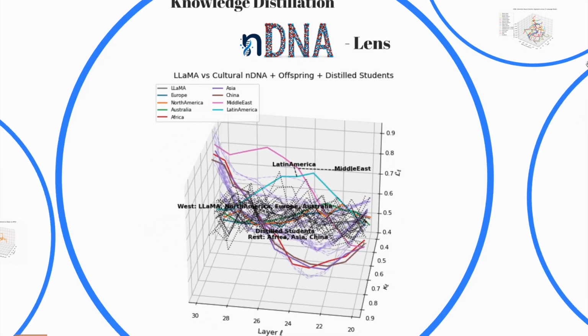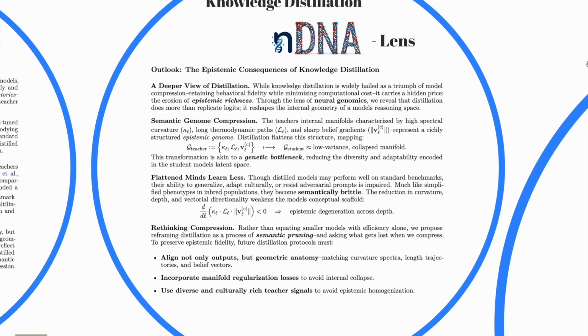Let's discuss the epistemic consequences of knowledge distillation. Distillation is often praised for preserving behavior while cutting size, but the nDNA lens shows a hidden cost. It reshapes the geometry of reasoning.